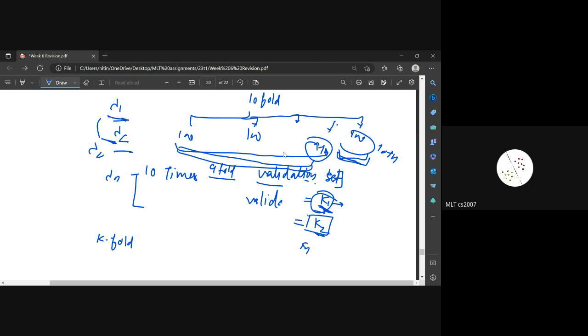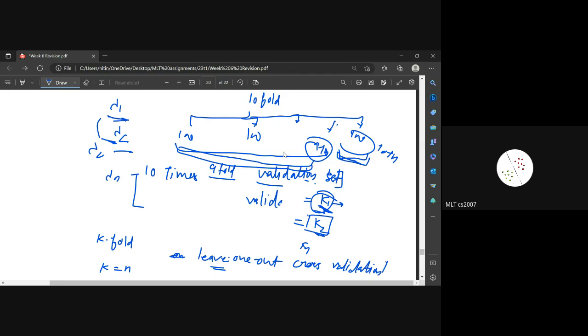One extreme case for k-fold is when we choose k equal to n, I mean every data point is its own fold. That is called leave-one-out cross validation. But generally, this is not used. It's used when you have very few data points.